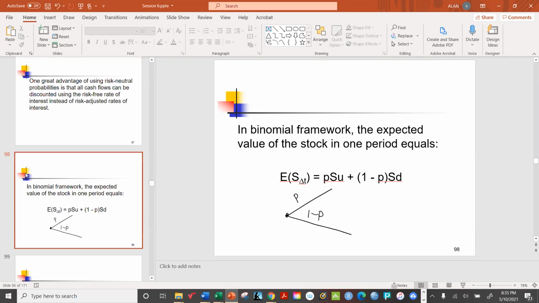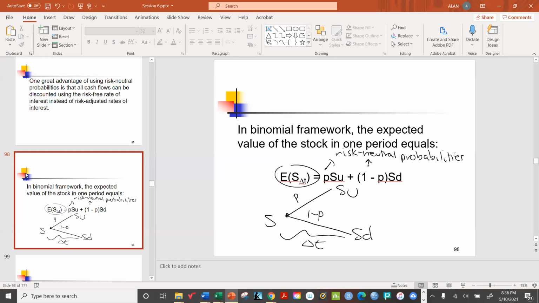Now remember, you notice what we've done here, these are the risk-neutral probabilities. So by using the risk-neutral probabilities, we're going to discover a very interesting result. We're not using the real probabilities, we're using the risk-neutral ones. And the time frame between the two is delta t. So in other words, the expected value of the stock price in one time step is a weighted average of the probability of going up to SU and going down to SD with probability 1 minus P.